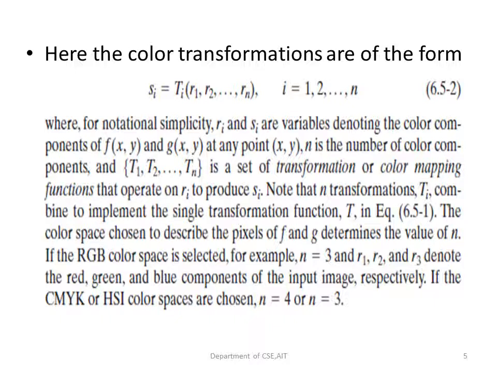So the n transformations T_i combine to implement the single transformation function T, like in equation 6.5-1. The color space chosen to describe the pixels of f and g determines the value of n. If the RGB color space is selected, n is equal to 3, and r_1, r_2 and r_3 denote the red, green and blue components of the input image respectively. If the CMYK or the HSI color spaces are chosen, then n will be equal to 4 or 3 respectively.